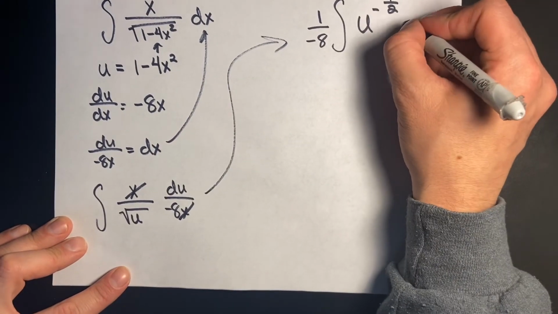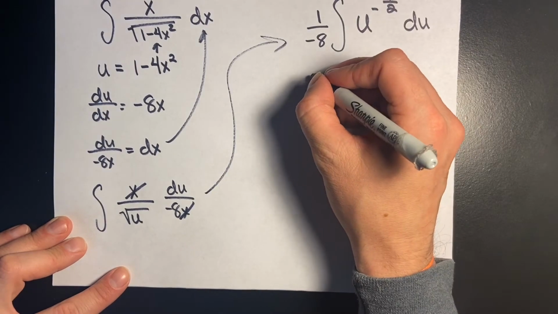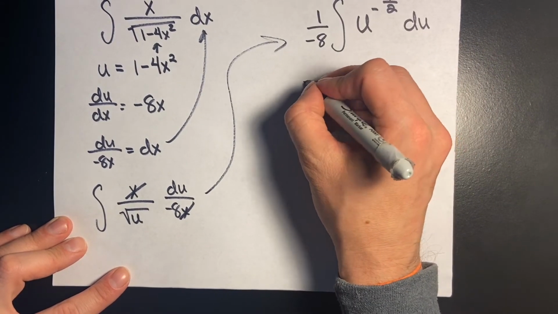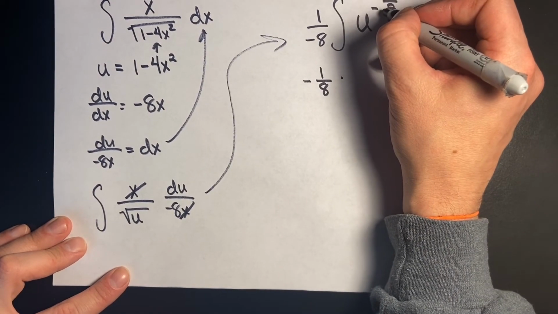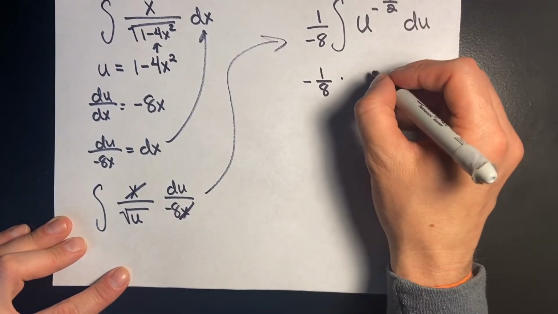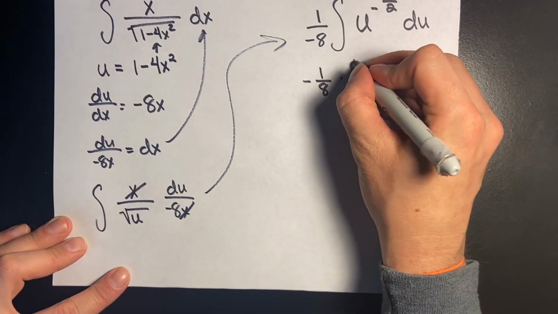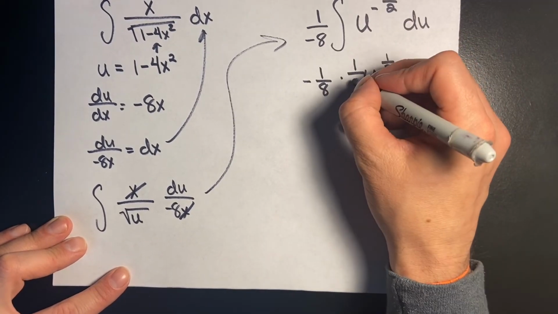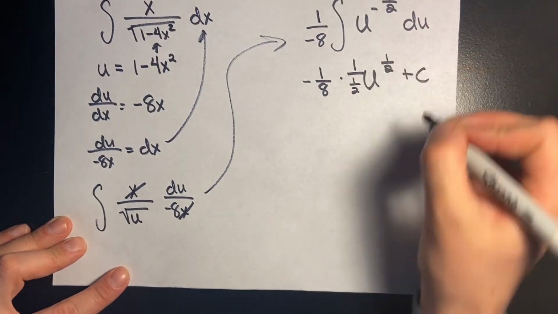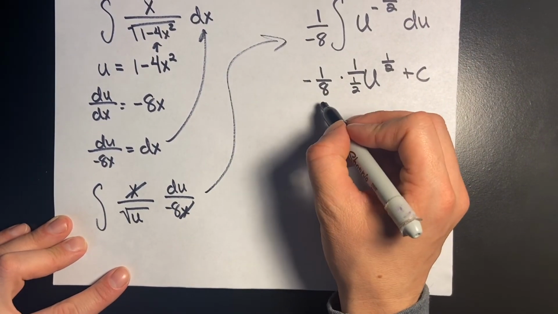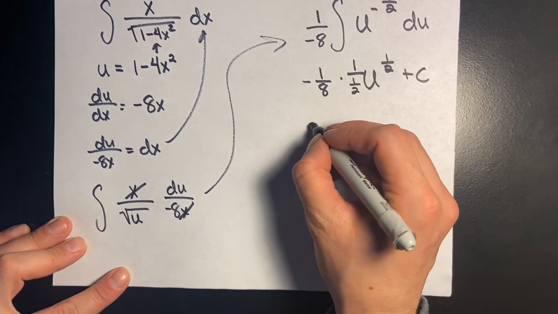Okay? du is now living on the outside. If I integrate u to the negative 1/2, the negative 1 over 8 still lives out there. If I add 1 to the negative 1/2, my u becomes positive 1/2. And so I have to do the 1 over, add 1 to the negative 1/2, positive 1/2, plus c. Negative 1/8 times 1 over 1/2 is going to be negative 1/4.